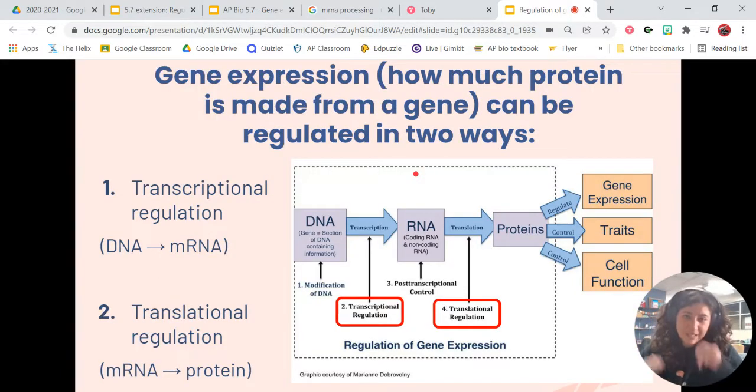Okay, so we should be familiar with this picture here, right? DNA, RNA, protein, we already know this. So it shouldn't come as a surprise that how we regulate gene expression can happen in two ways. We can either regulate how much transcription is happening, in other words, how much RNA we're making, or we can regulate translation, in other words, how much protein we're making.